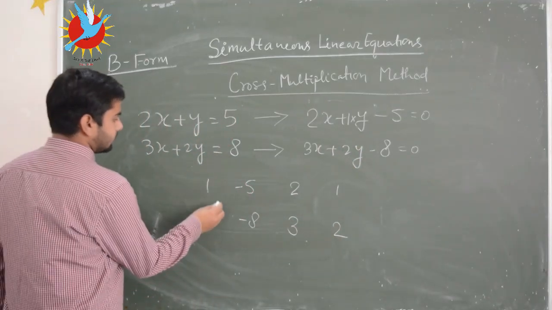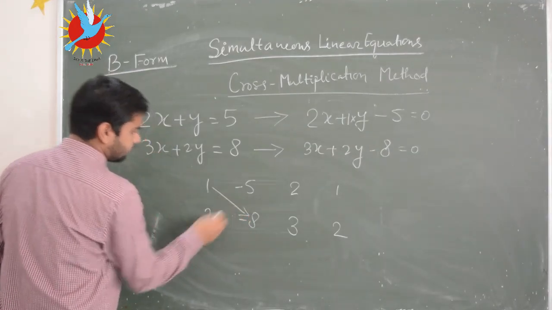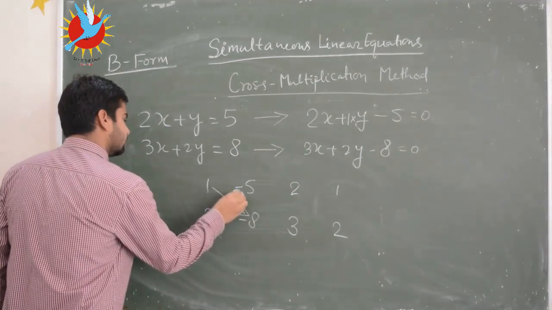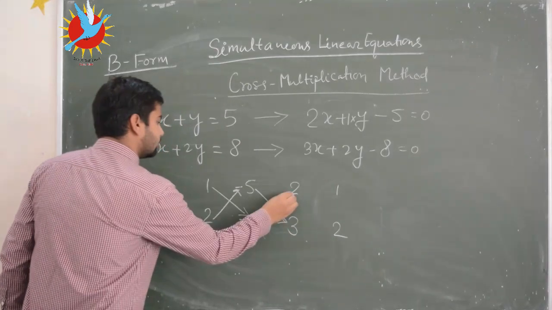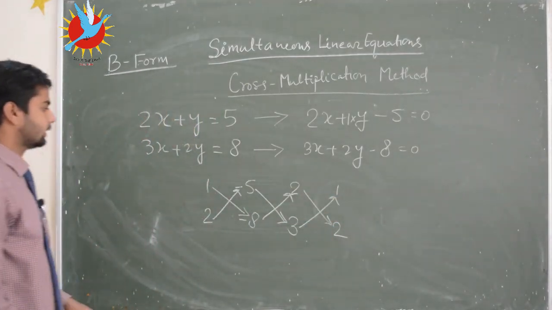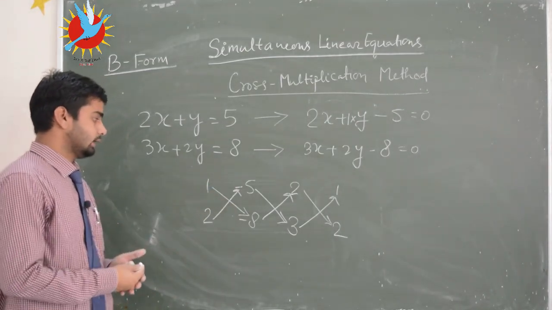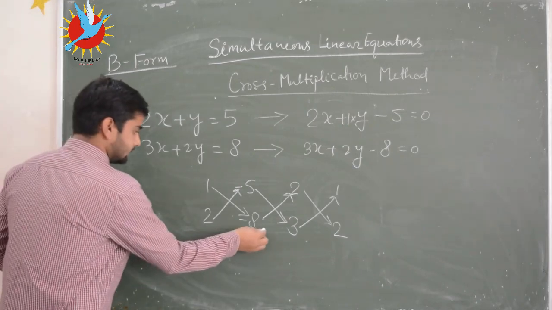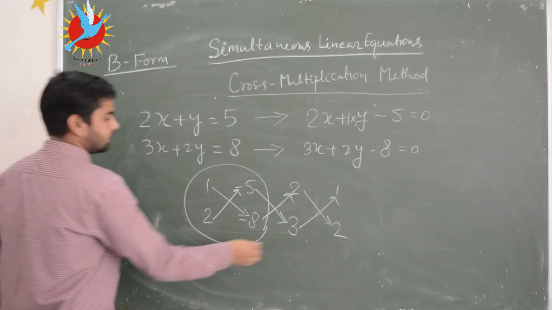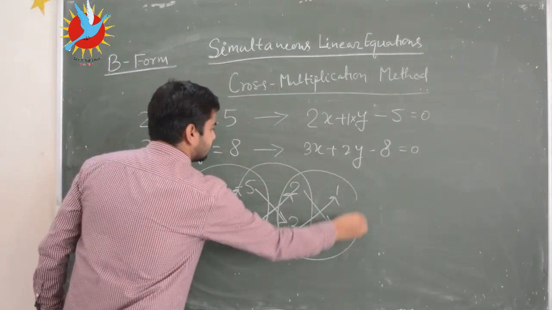Now we have to make arrows. First from top to bottom we make a downward arrow, and from bottom to top we make an upward arrow. The upward arrow shows that we have to take the product as negative, and the downward arrow shows that we take the product as positive. As I told in the concept, first we will make 3 pairs: first pair, second pair, and third pair.